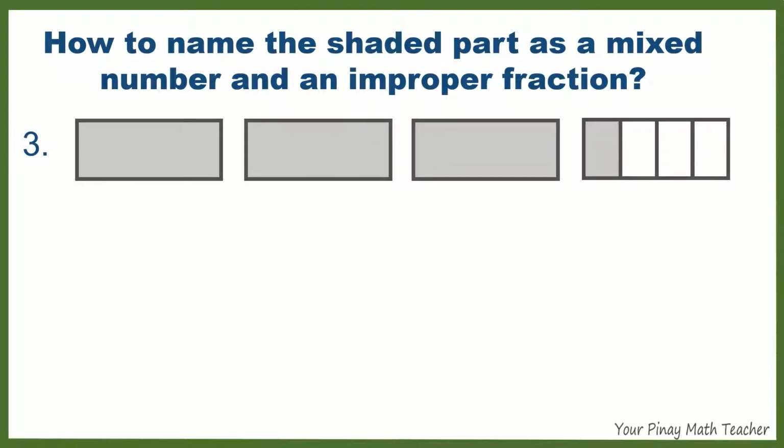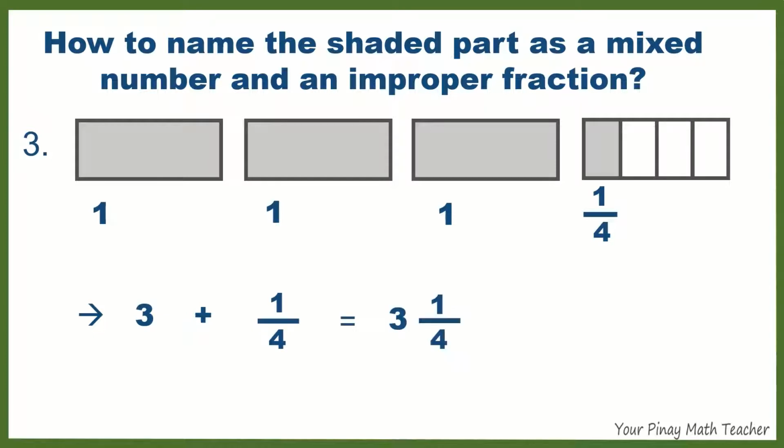Number 3. The first 3 rectangles are fully shaded, while the last is divided into 4 equal parts, of which 1 is shaded. So its shaded part is 1/4. Combining the 3 whole numbers, we get 3 plus 1/4 is equal to 3 and 1/4. When a whole number 3 is mixed with a fraction 1/4, then the number form is a mixed number.